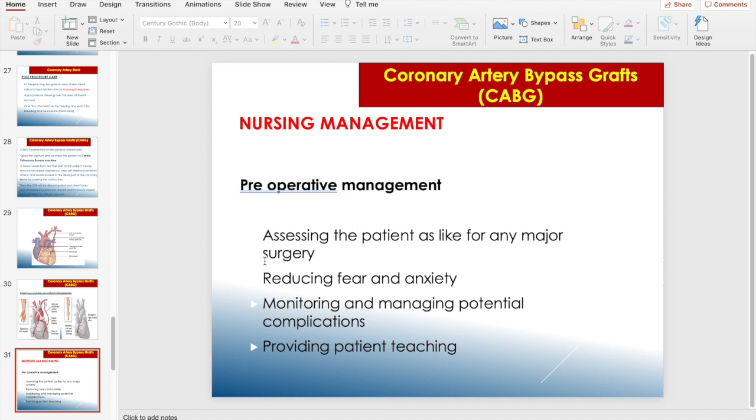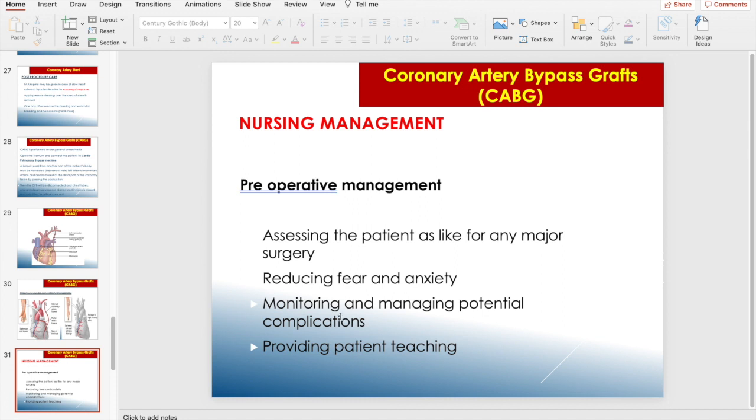Physical. You have to do a physical examination, a cardiac assessment, and you have to reassure the patient to reduce the anxiety. You have to monitor and manage potential complications of these procedures. You have to explain to the patient, providing teaching such as lung exercises, and this is very important before the surgery because the patient will need this after the surgery.